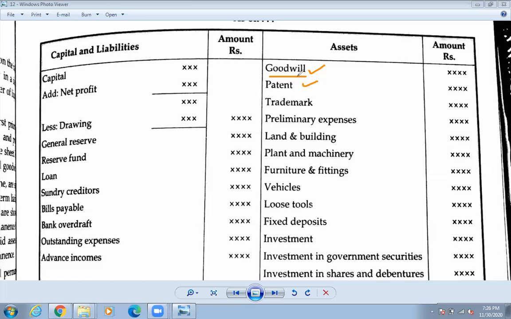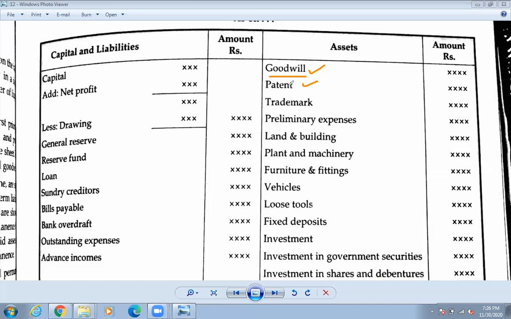That goodwill should also be paid for, because of him many people are there. Because of Ronaldo, many people are following the next club now, Juventus or something like that. They are following that club, isn't it? So that is goodwill.